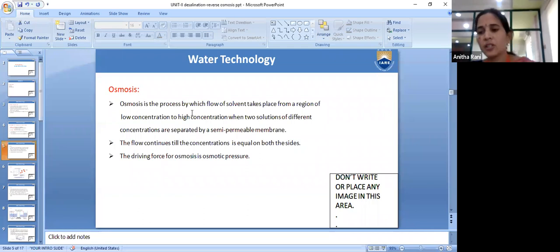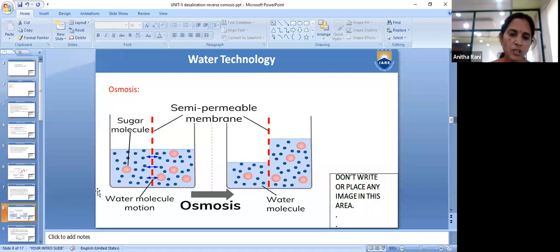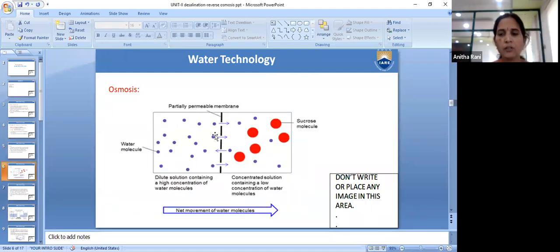What is osmosis? Very simple. For example, see this diagram. I have taken one chamber or one beaker, and I have taken a semi-permeable membrane in the middle. On one side I have taken a concentrated solution, and on the other side a dilute solution.